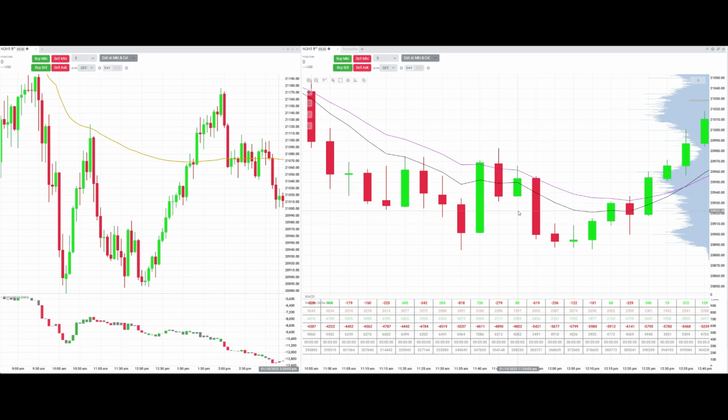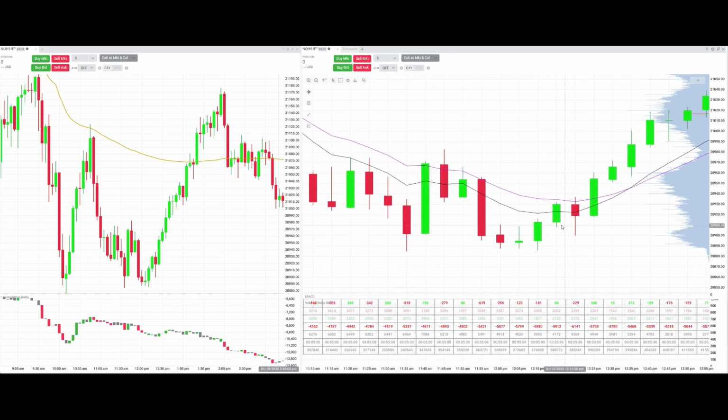We go from negative 279 to positive 88 to negative 619, negative 256, negative 122. However, negative 181 here, positive 68, negative 229. That was the retest right here of this inefficiency, and then the immediate buy up.